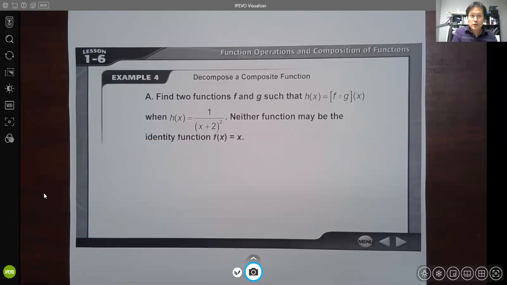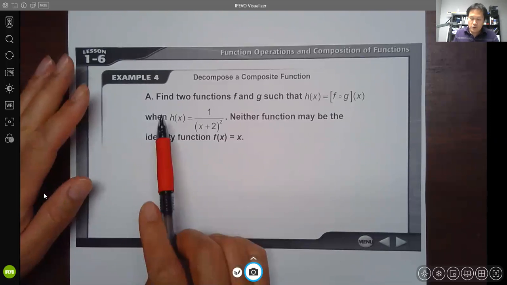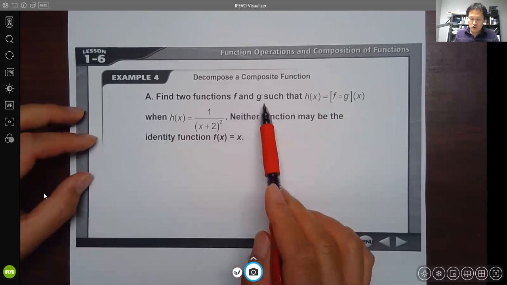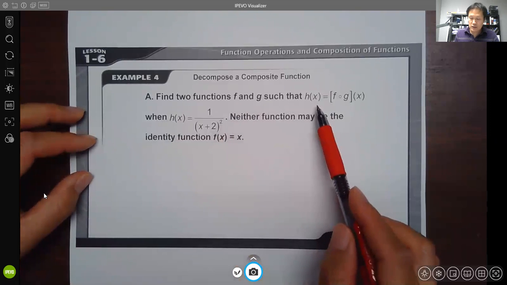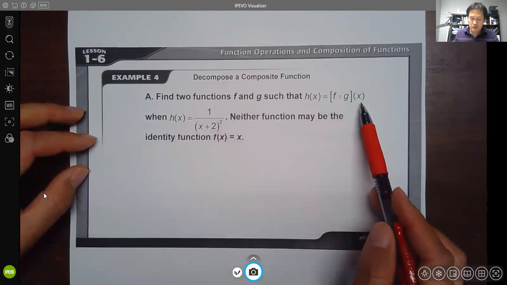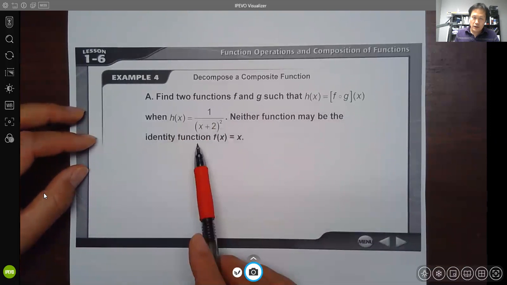Okay, part 3 of 1.6. Let me continue the lesson. This one is decompose a composite function. Find the two functions f and g such that h of x is f of g of x. And you got h of x as the following.